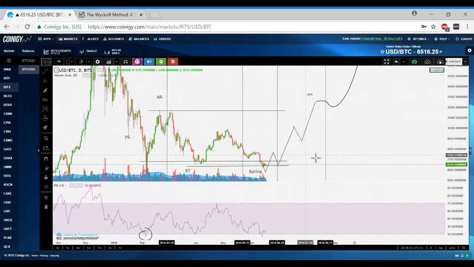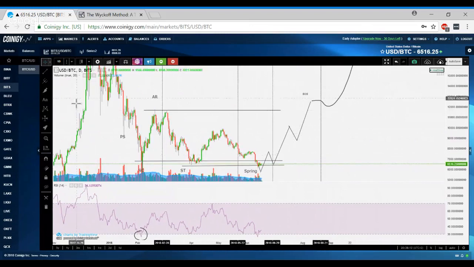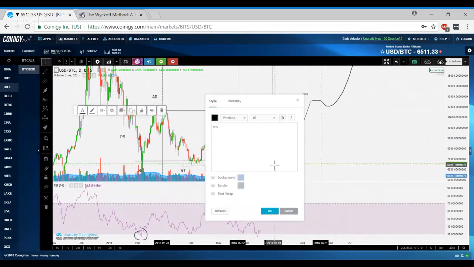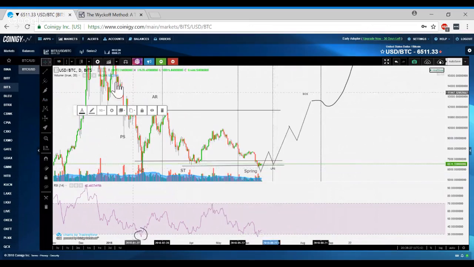And I forgot to mark something, I believe. I forgot to mark an LPS, as it is called. Let me just fix this real quick. LPS. There we go.